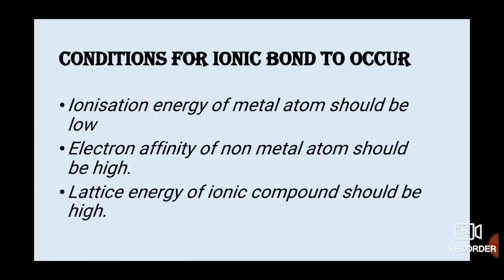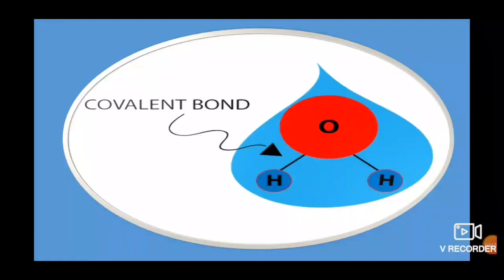Thirdly, lattice energy of ionic compound should be high. Basically, higher the value of lattice energy, greater will be the stability of ionic crystal. Coming to the second category, that is covalent bond. This bond arises due to sharing of electrons between atoms. This covalent bond stands as a basis for all organic compounds which deals with carbon and its compounds.